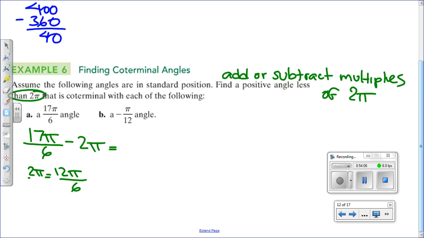Or in other words, if we convert this 2 pi to 6 for the denominator, it will be 12 pi over 6, and we subtract that. And that is 5 pi over 6.